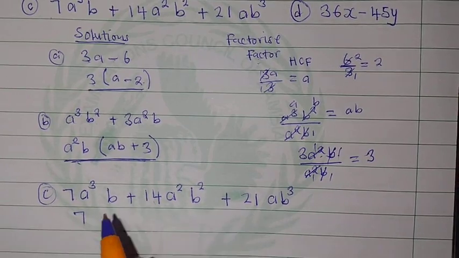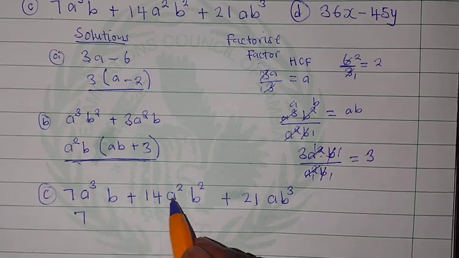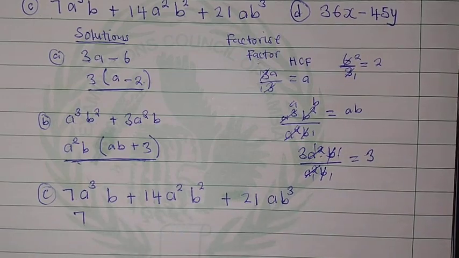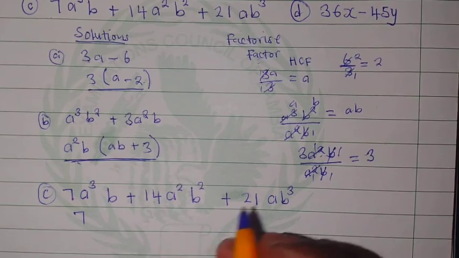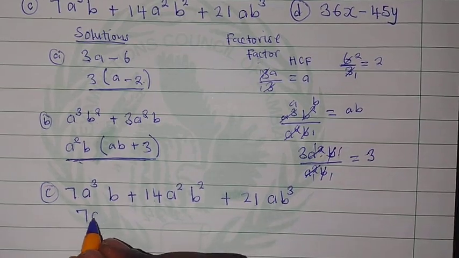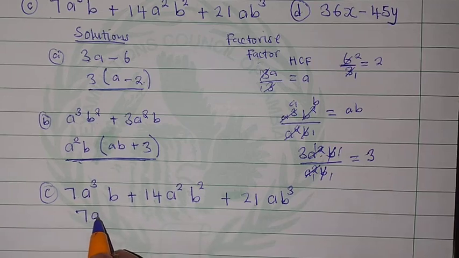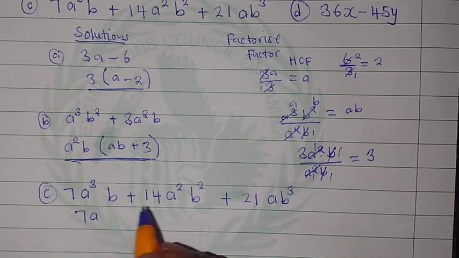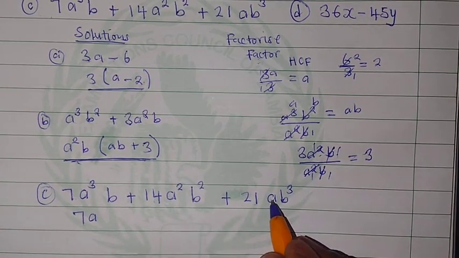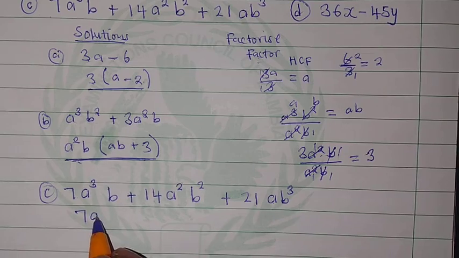Then look at the letters here. We have a power 3, a power 2. Then we have a power 1, this one right here. Then I said we should pick the common letter with the least power. So the least power is this one, a power 1. So this is what we are going to pick, a, because a power 1 can go into a power 3. It can also go into a power 2. Okay? It can also go into a power 1. That's why we are picking the variable with the lowest power.